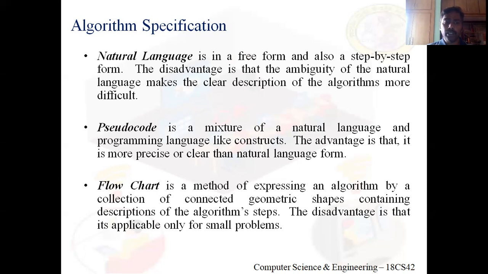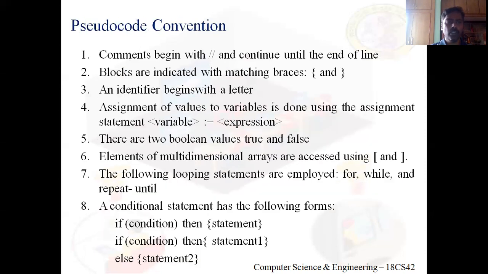Flowchart is a pictorial way of representing an algorithm. Pseudocode, I said, is a mixture of natural language and programming language constructs. Remember, pseudo means false. Pseudocode means false code, meaning it resembles a program, but actually it's not a program. That's why we call it pseudocode. Now, coming to pseudocode convention.